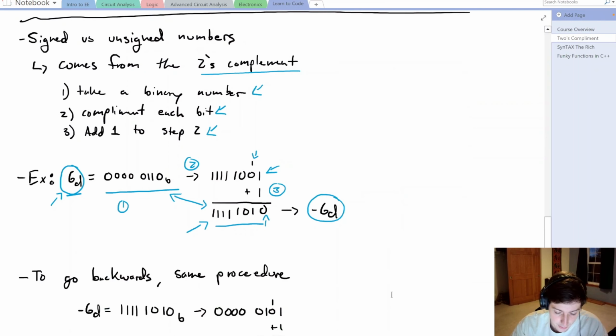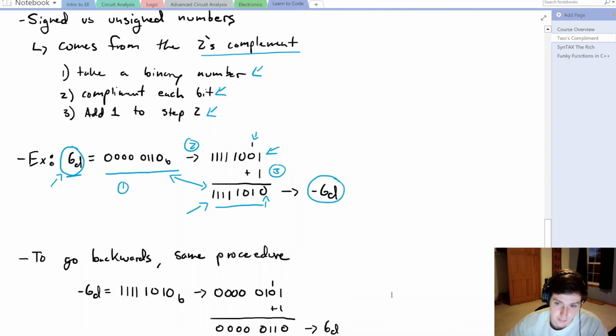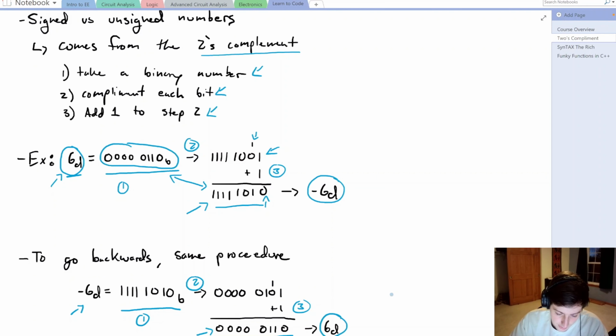So to go backwards, we can do the same procedure. So right here we have -6. We know the representation of that now in binary. So that's step 1. Step 2, we complement each bit. Then we add 1 to that. And if we do that, we can look at the result and notice that it is the exact same as this result here. So that maps us back to +6.